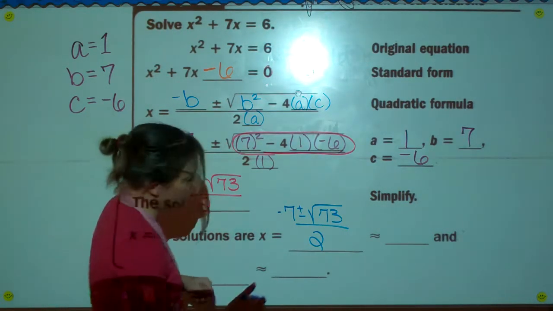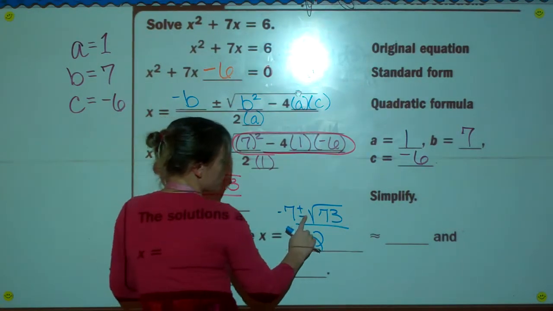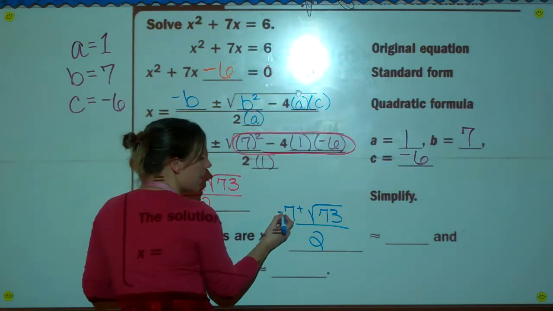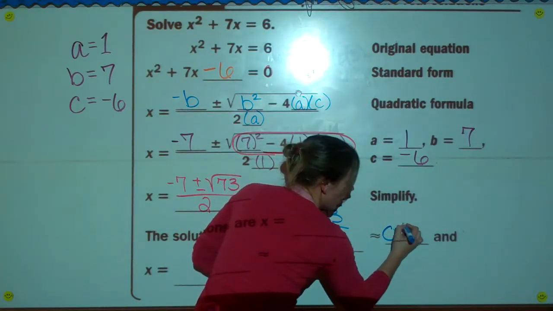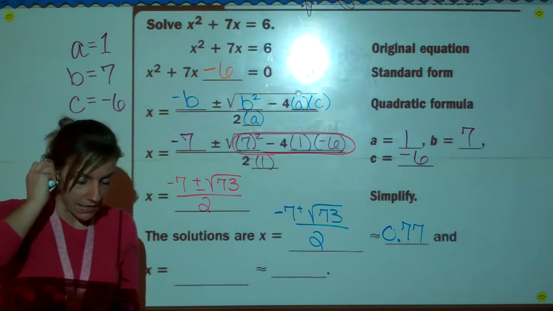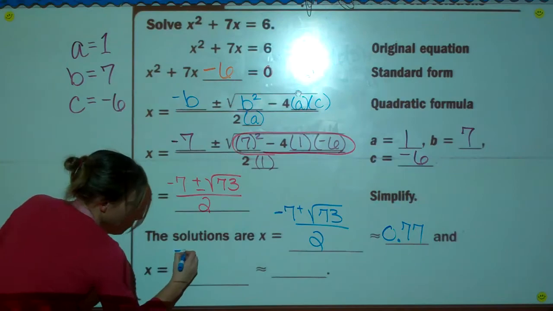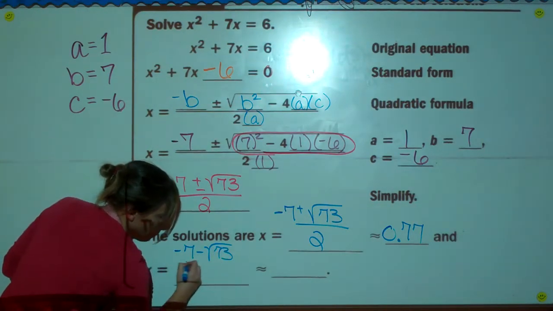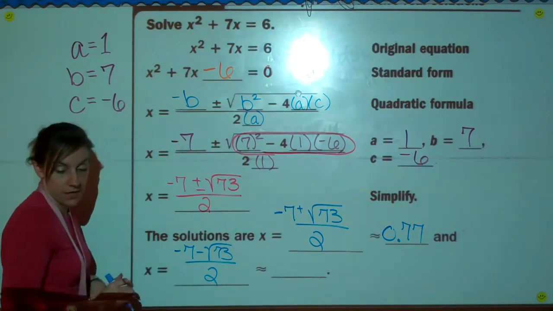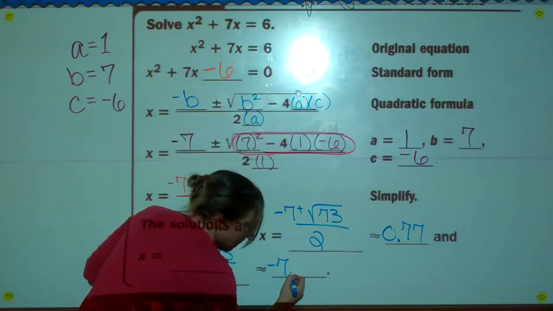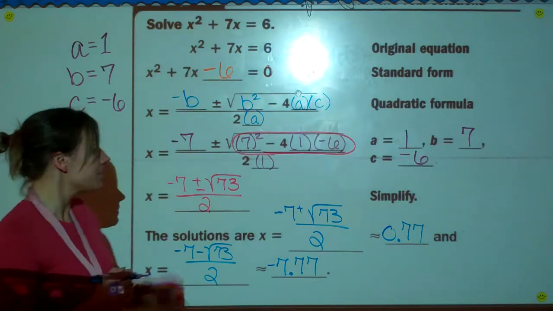It's either the, this one is the positive version. So if you were to say negative 7 plus the square root of 73 and divide that by 2, you get about 0.77. That's a decimal. And then if you do the negative version, so here's the positive version, and then if you do the minus version, if you were to put negative 7 minus root 73 and then divide it by 2, you would get negative 7.77 about. So that's what those squiggly lines mean, okay?